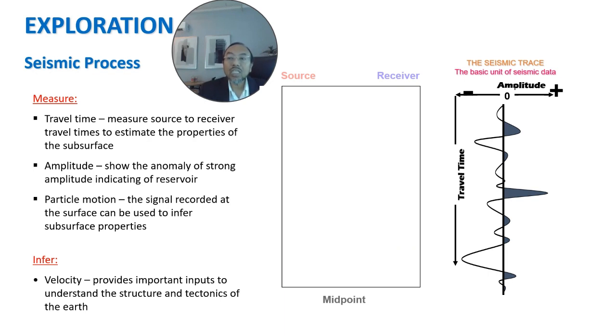Seismic surveys are conducted by deploying an array of energy sources and an array of sensors or receivers in the area of interest. Travel time in seismology means the time for seismic waves to travel from source to receiver, and we use those data to estimate the properties of the subsurface.